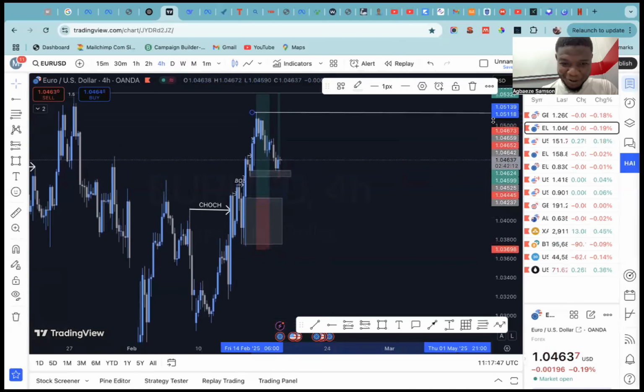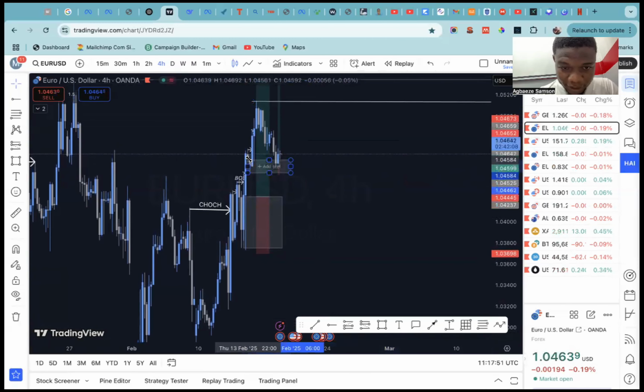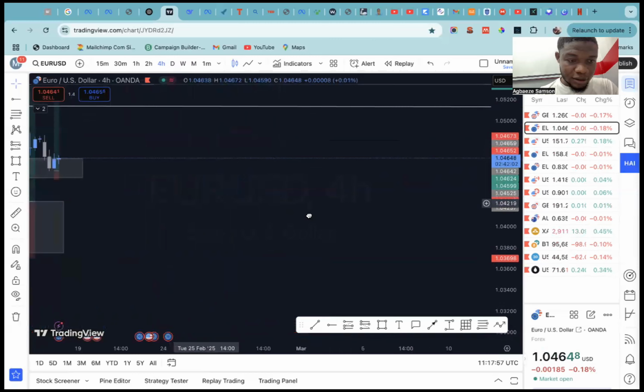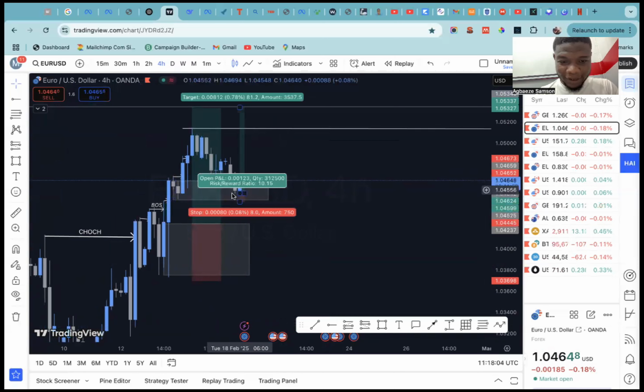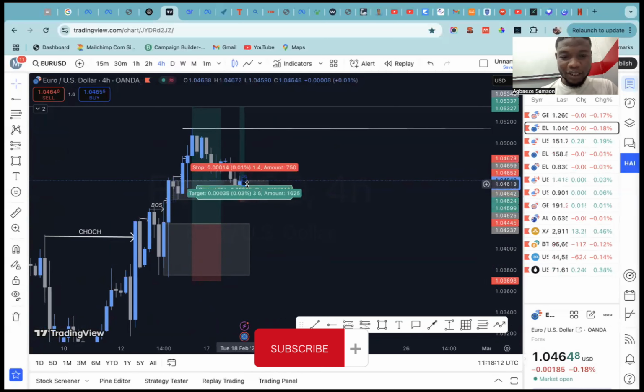Let's see something. This is actually a point that broke the structure. These are points that break the structure. Looking at this, this is the point that broke the structure. The market tapped into that same zone again to now start going up, which is a valid swing trade. So I can take my swing trade from here.